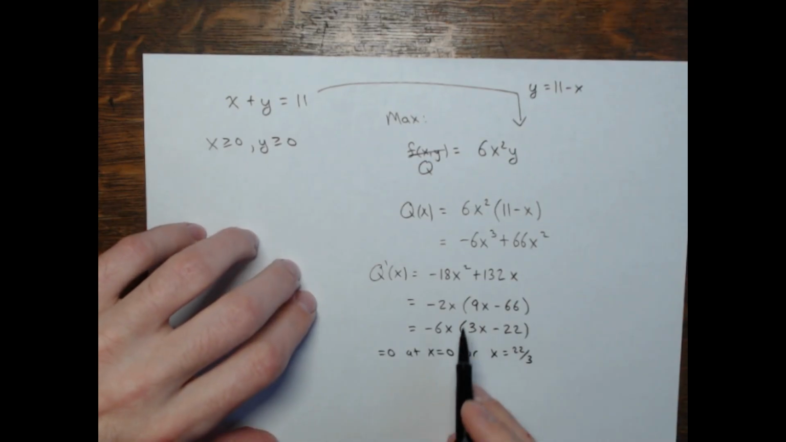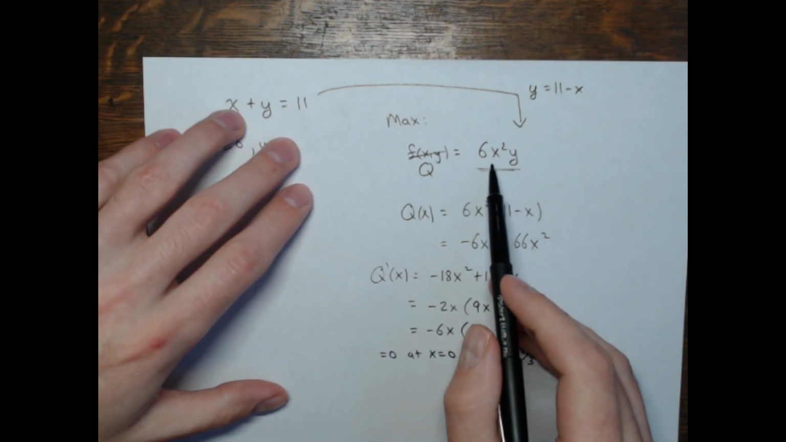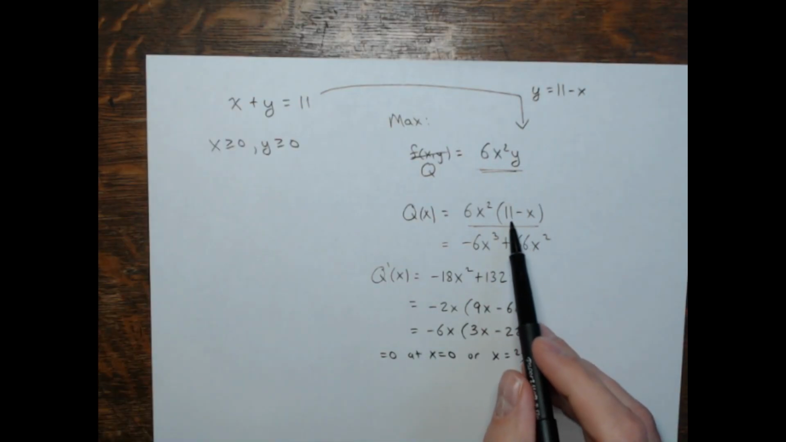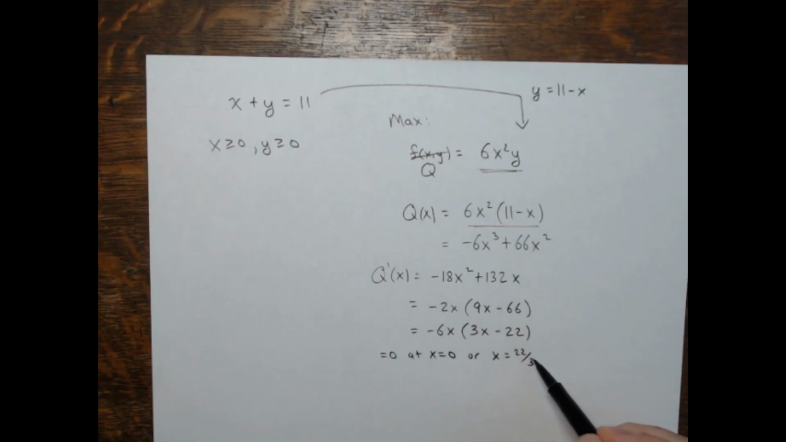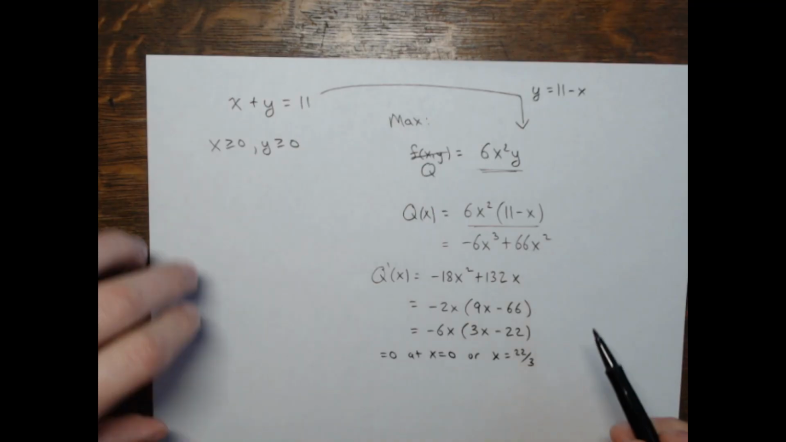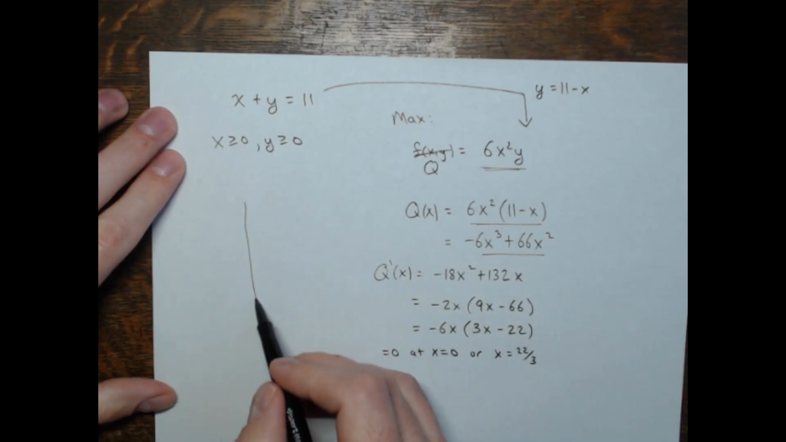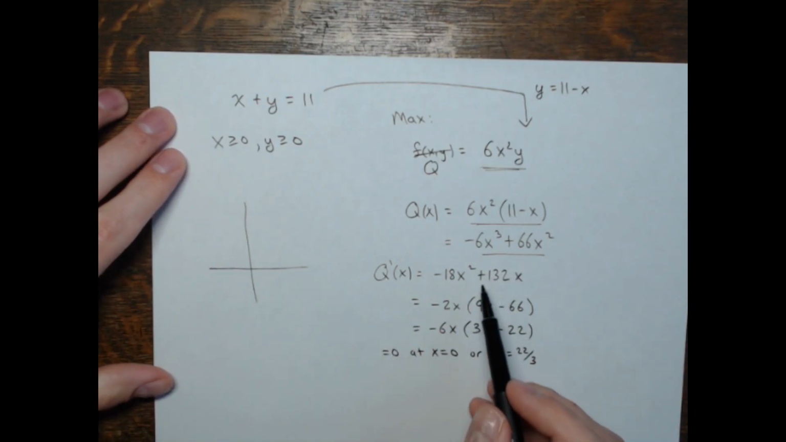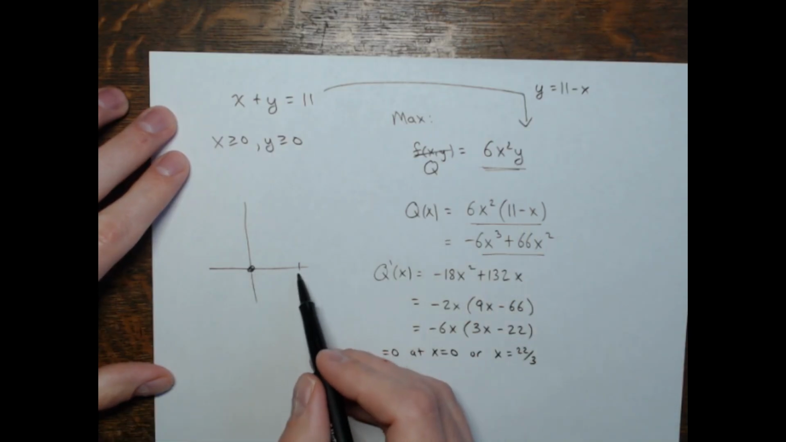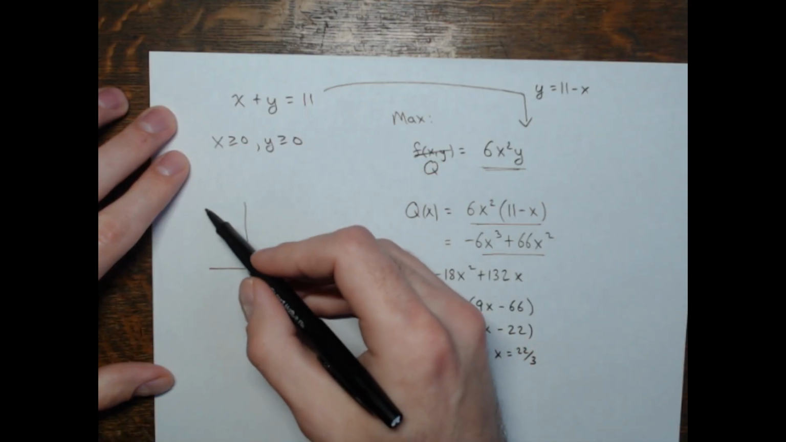Now when x equals 0, this has a value of 0, this Q thing. When x equals 22/3, that is going to maximize this. Remember, because this is a cubic function, it would have an intercept at 0, an intercept at 11, and it's got a negative coefficient, so it's got to be doing this, right?